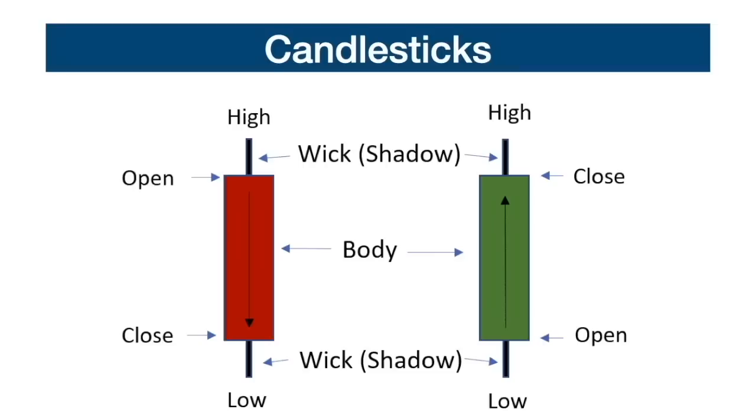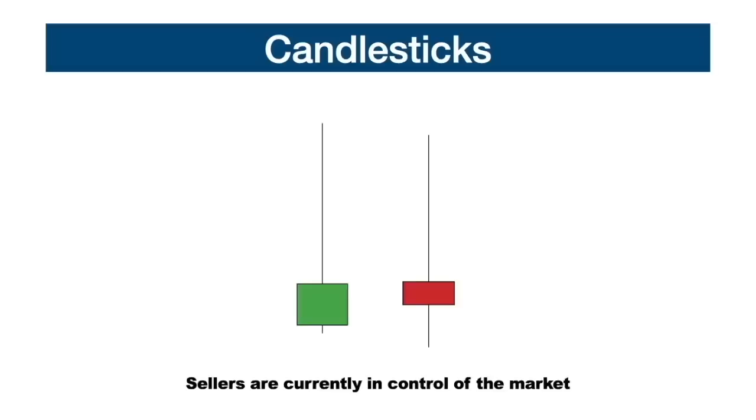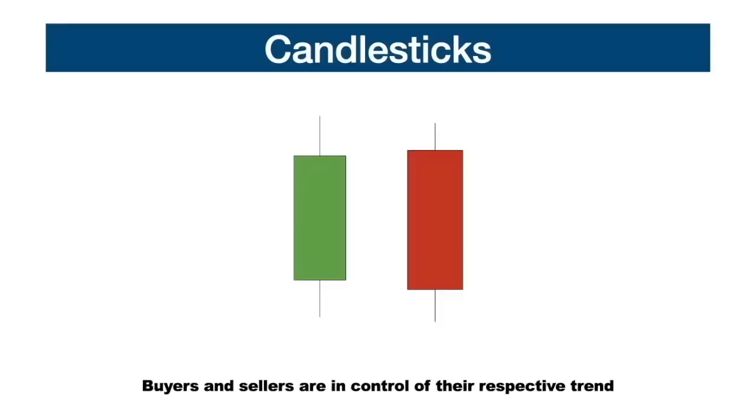Let's analyze some of the basic candlesticks that you will find on the chart. These types of candles indicate a tie between buyers and sellers. No one has managed to dominate over each other. These types of candles indicate that buyers were in control of the market, but sellers managed to impose themselves and pushed price back down, regaining control of the market. These types of candles indicate that the sellers were in control of the market, but buyers managed to impose themselves and pushed price back up, regaining control of the market. These types of candles represent a strong continuation of their respective trend.